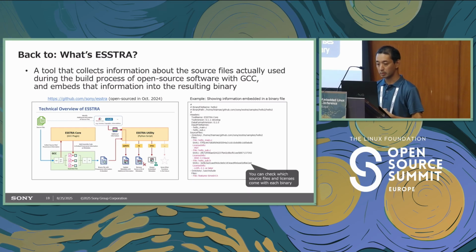Let's now revisit what ESSTRA actually does with a concrete example. ESSTRA collects information about the source files used during the build process with GCC. ESSTRA then embeds that data into the binary. On the right, you can see a sample output from a binary built with ESSTRA. It includes file names, hashes, and license information. This metadata is stored in a dedicated ELF section and can be extracted later using a Python script. So you can clearly see which source files and which licenses are included in each binary.